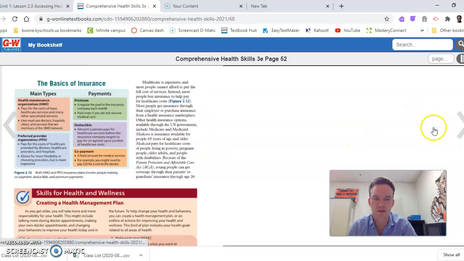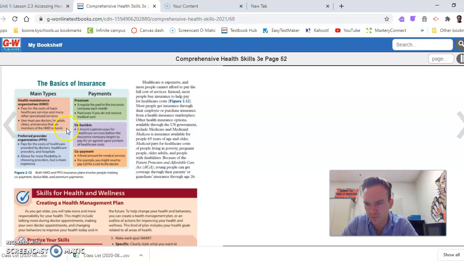Next page. All right, this is the last page that we're going to cover right now just because we don't have much time. The basics of insurance. So this is what I got hit with when I turned 25. There are two main types, I should say: HMO, a health maintenance organization, and a preferred provider organization. They're similar in a lot of ways.